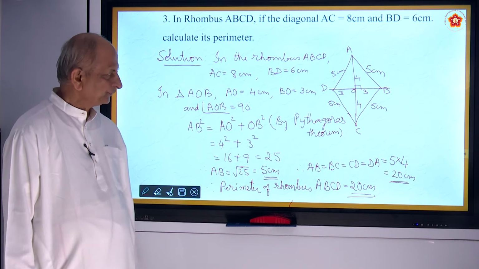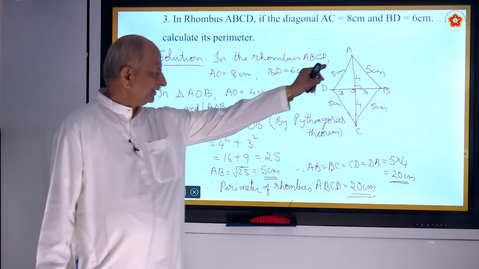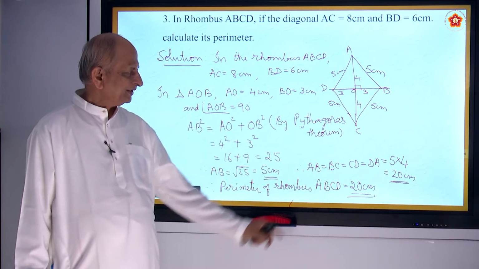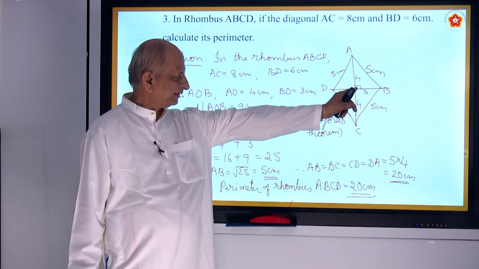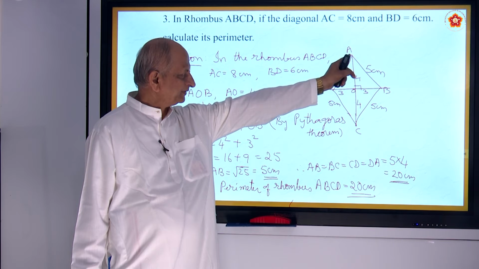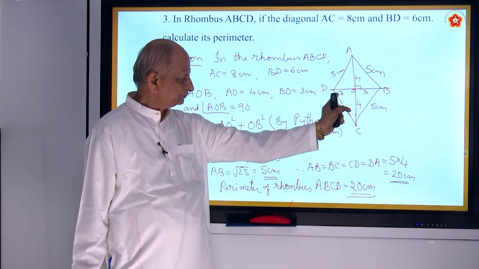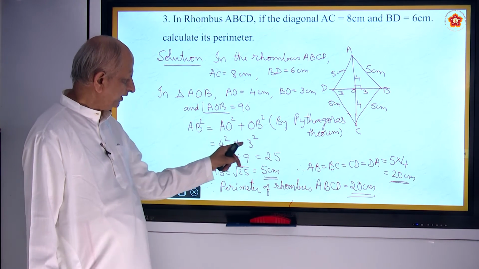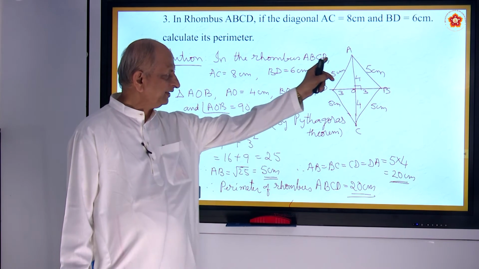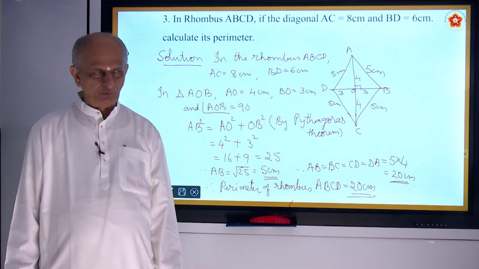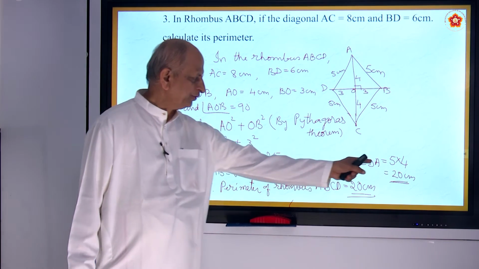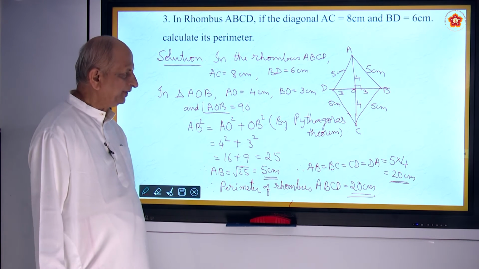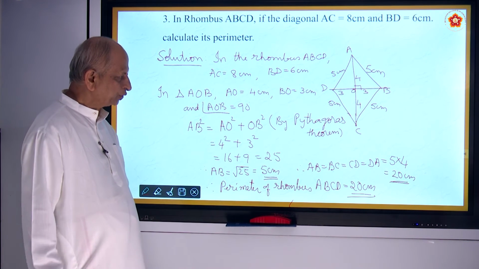Got it? So first you must know that the two diagonals bisect at right angles. That you must note. It is a right angle triangle. Bisecting means 8 by 2, 4, 4. 6 by 2 is 3, 3. Using that 4 and 3, find the side of the rhombus. One side is got means 5 into 4 becomes 20. So perimeter becomes 20 centimeters. Shall we pass on to today's topic?